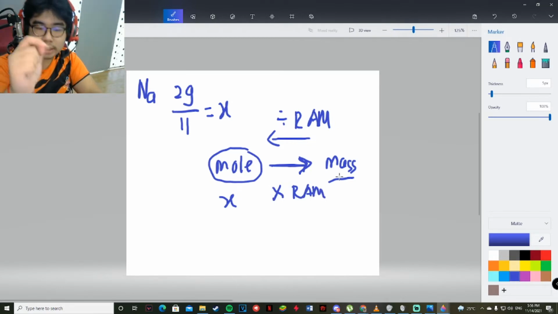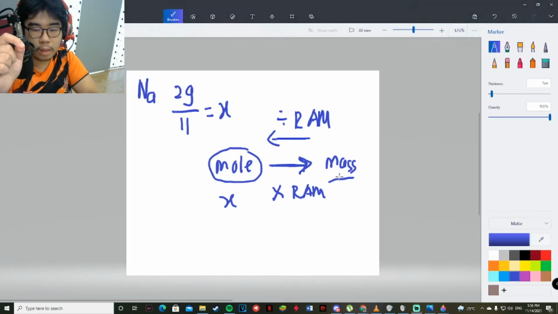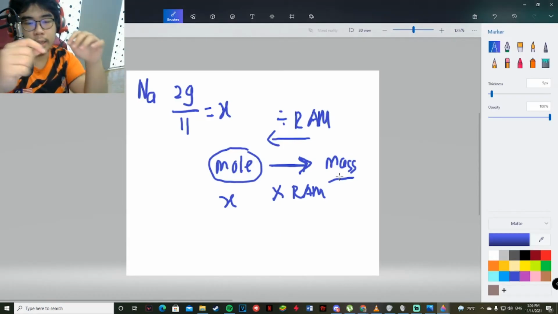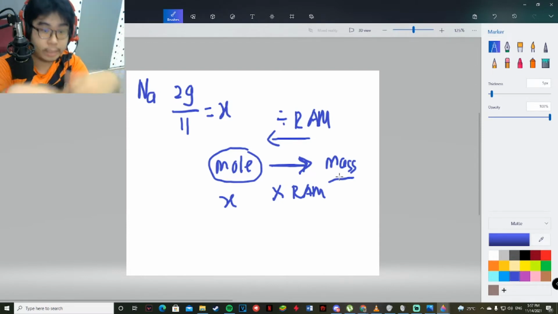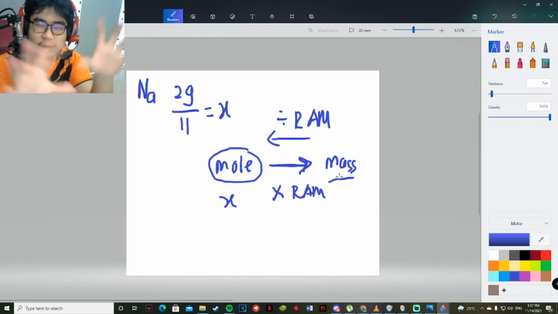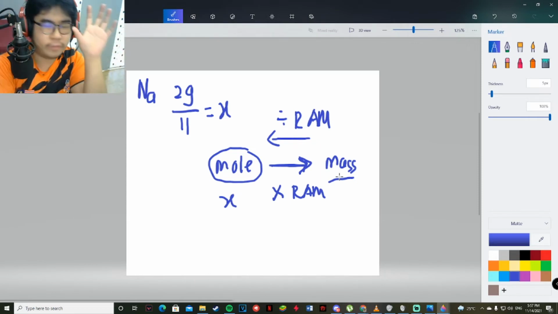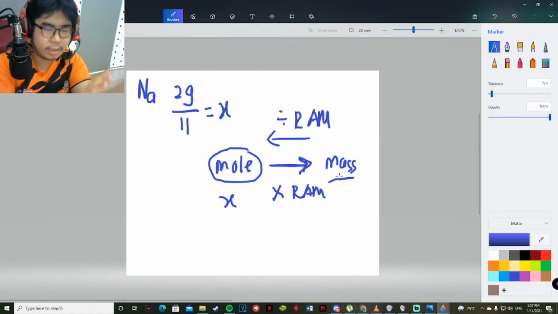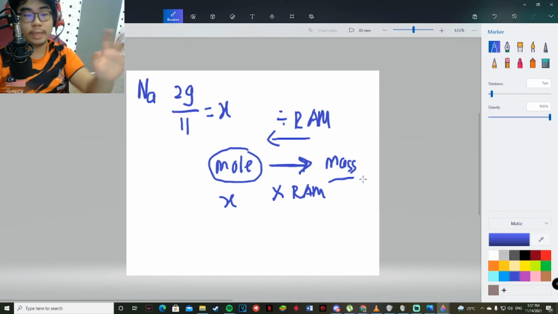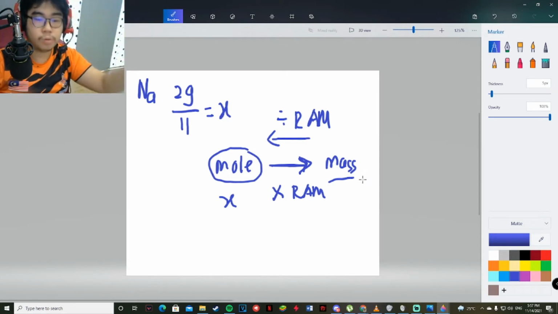The most interesting part about this chapter is that there's a lot of conversion. You need to convert from mole to volume, or from mole to number of particles, number of atoms, or number of ions, or the mass. So you need to remember a couple of them, but the most important ones are from mass to mole and from mole to mass.